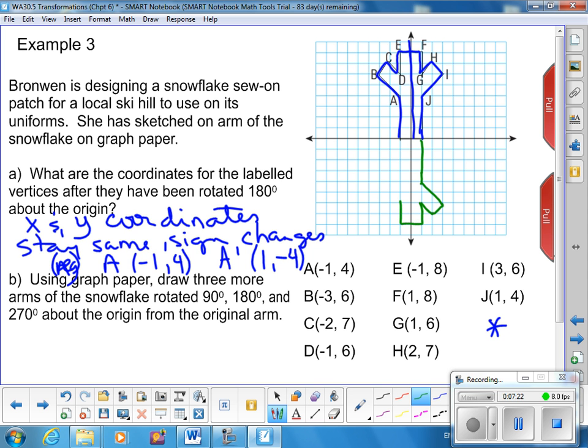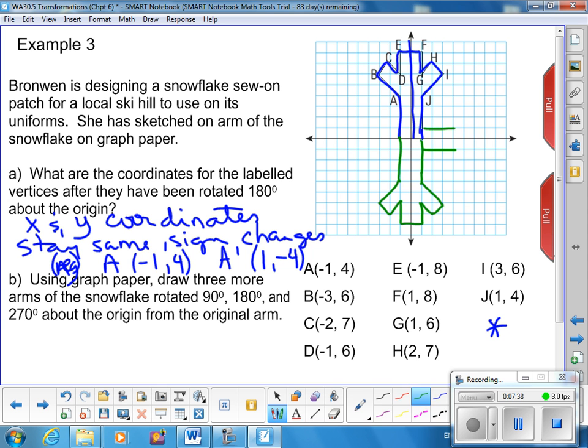Okay, so your snowflake is going to go here. All right, that would be a 180-degree rotation, and you could figure out all the coordinate points. I'll show you the answer in just a second. Okay, 90 degrees is going to go over here.